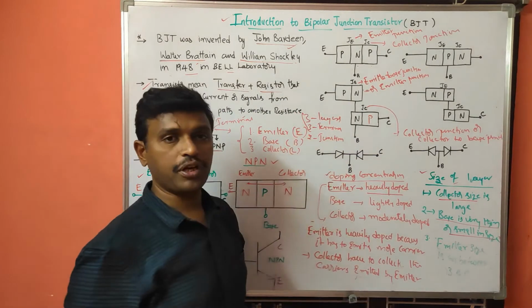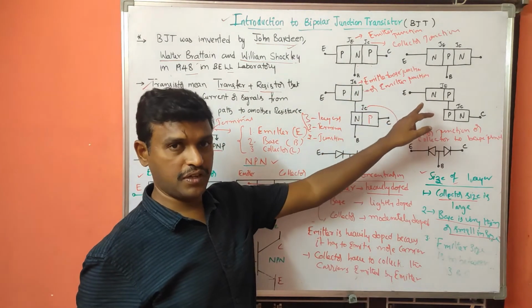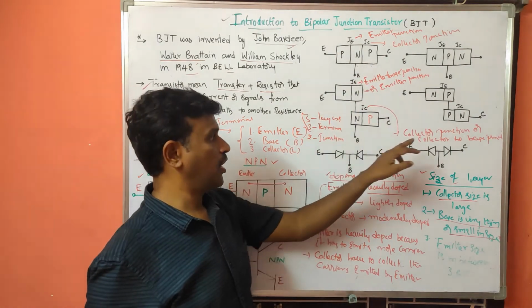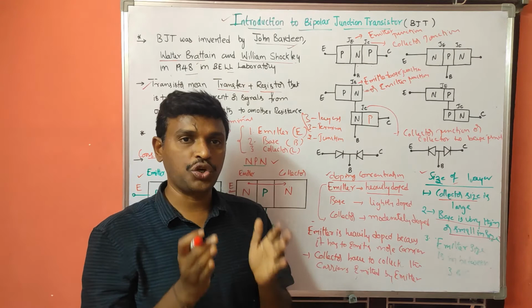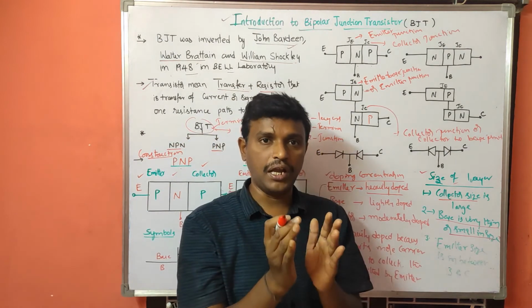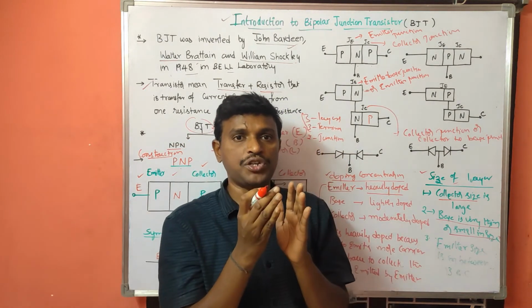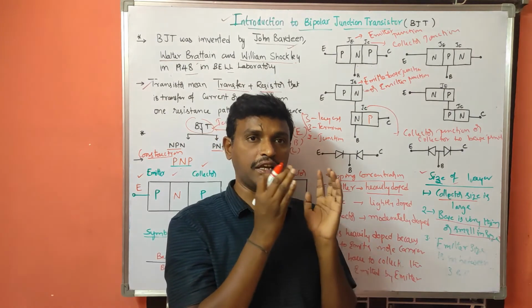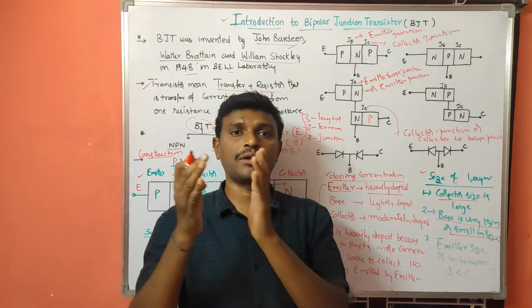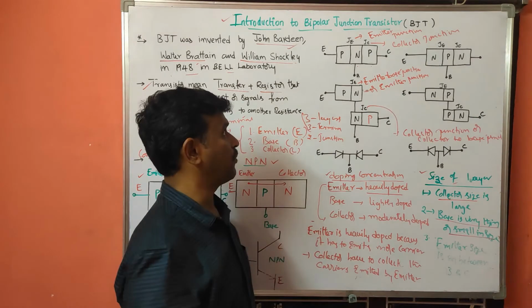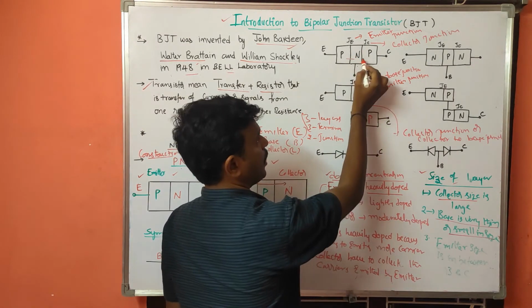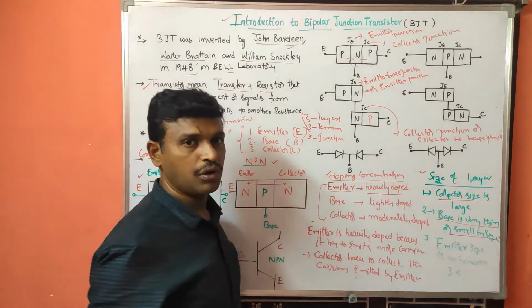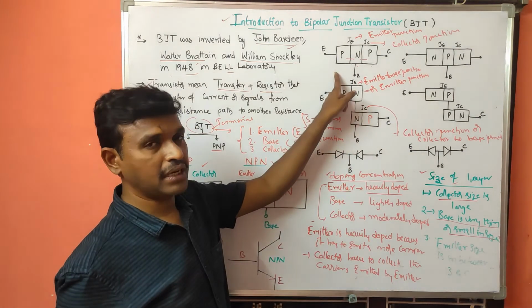If you observe this, emitter to base junction, that is the emitter junction, and another one is the collector to base junction, or collector junction. So here the base is in the middle, and there will be two junctions with the base, that is emitter base junction and collector base junction. Between P and N we have one junction, and between N and P we have another junction in the PNP transistor.